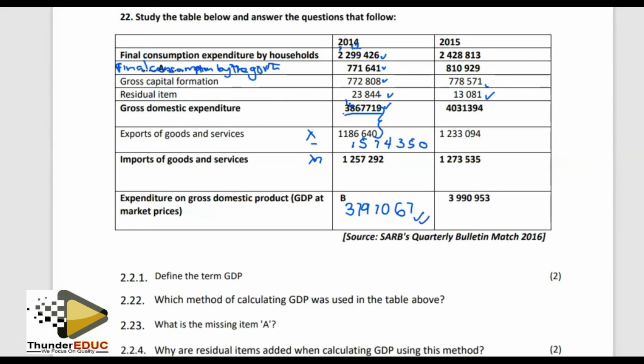If you can calculate this, you can calculate this. Yes, that is it. With this, actually, this was 9, not 0. Yes, there we go. So that is our answer there: the expenditure on gross domestic product at market price.